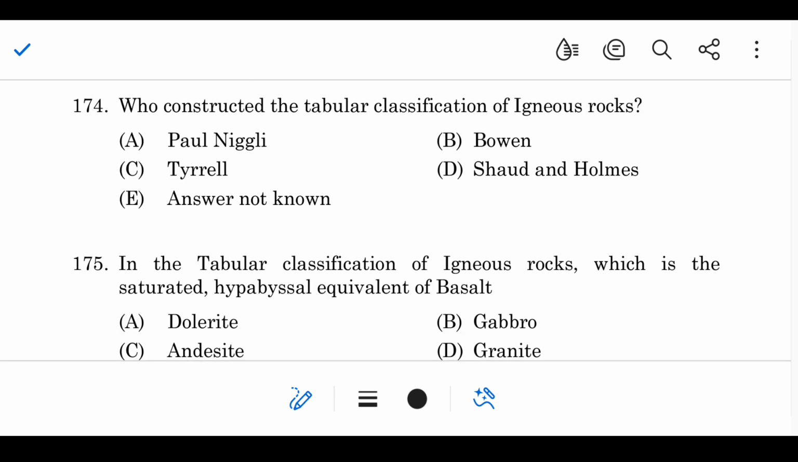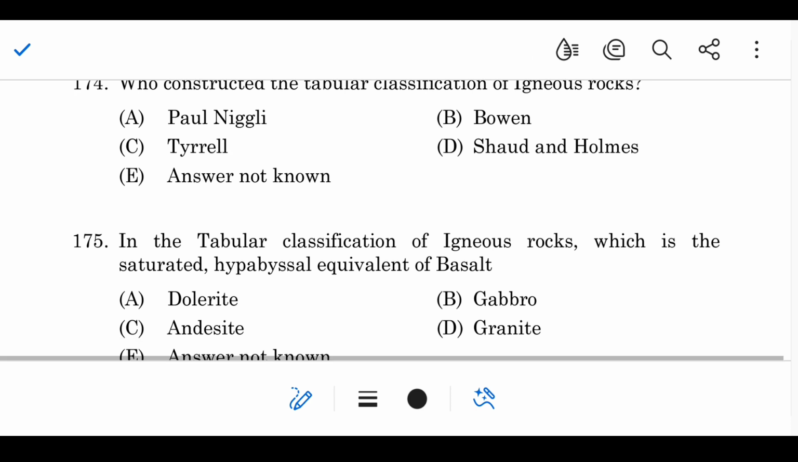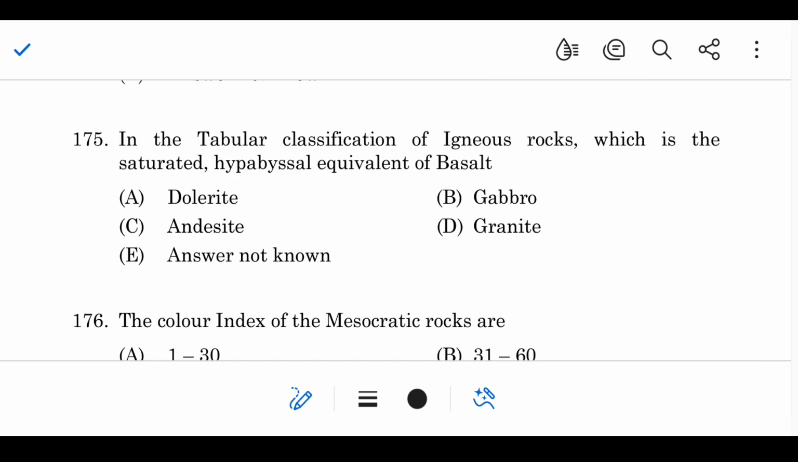Who constructed the tabular classification of igneous rocks? It is Tyrrell. Option C is the correct answer. 175th question. In the tabular classification of igneous rock, which is the saturated hypabyssal equivalent of basalt? It is dolerite.